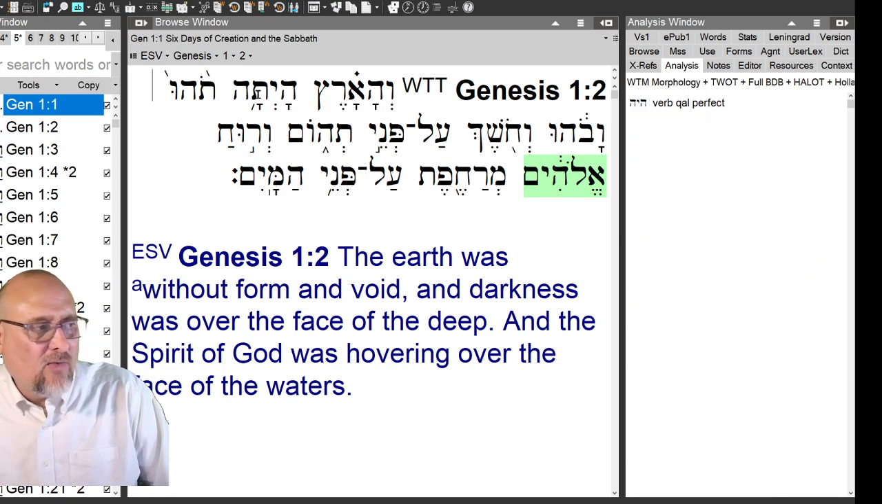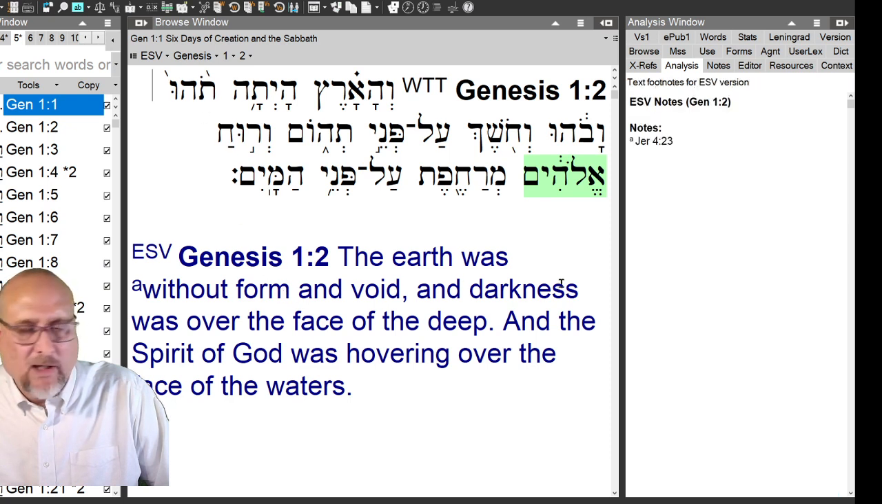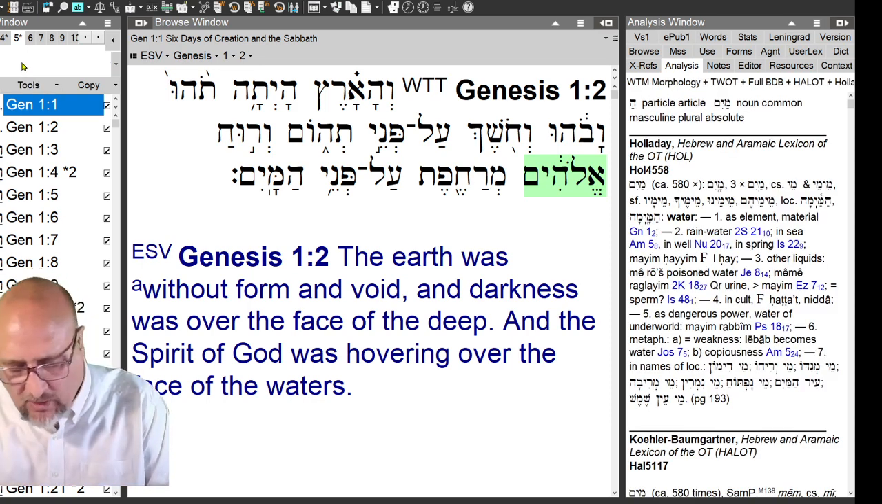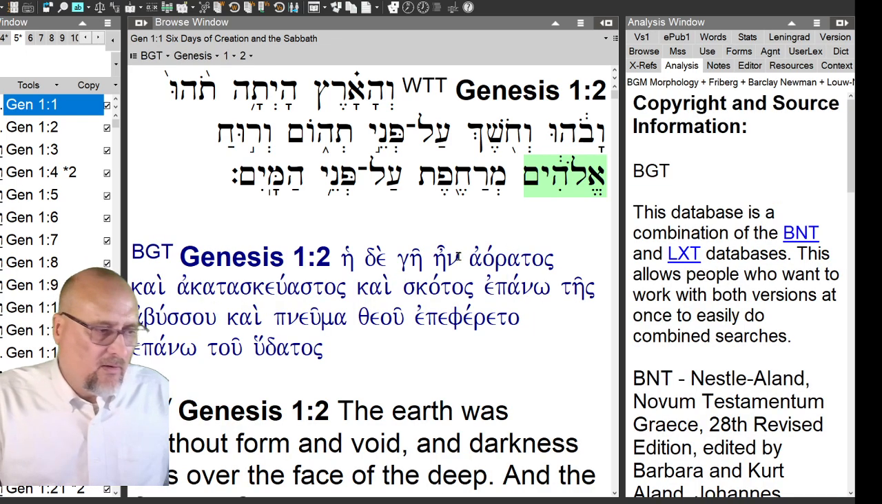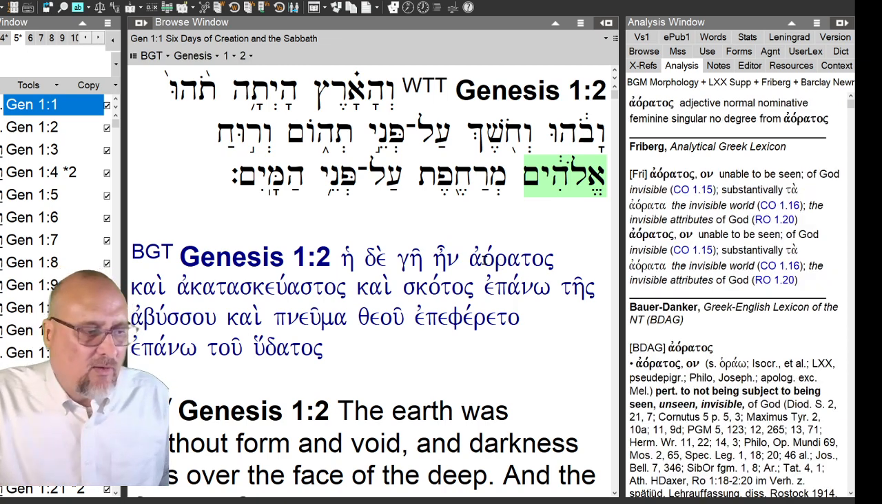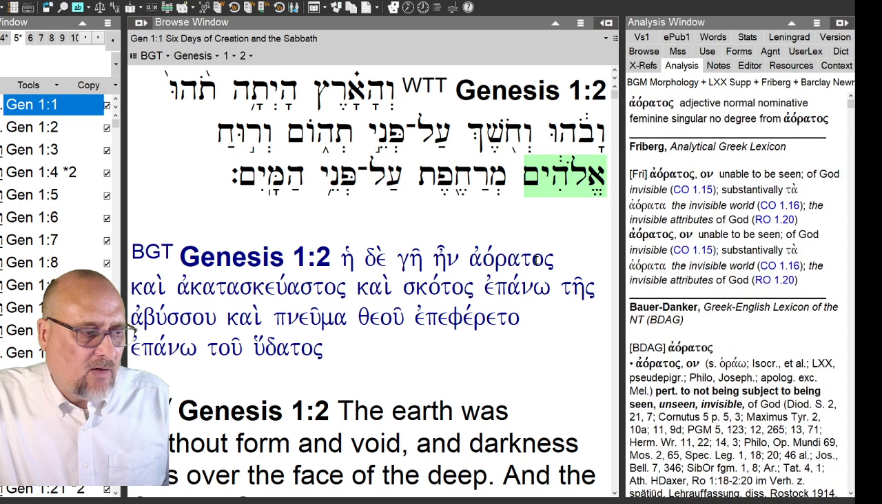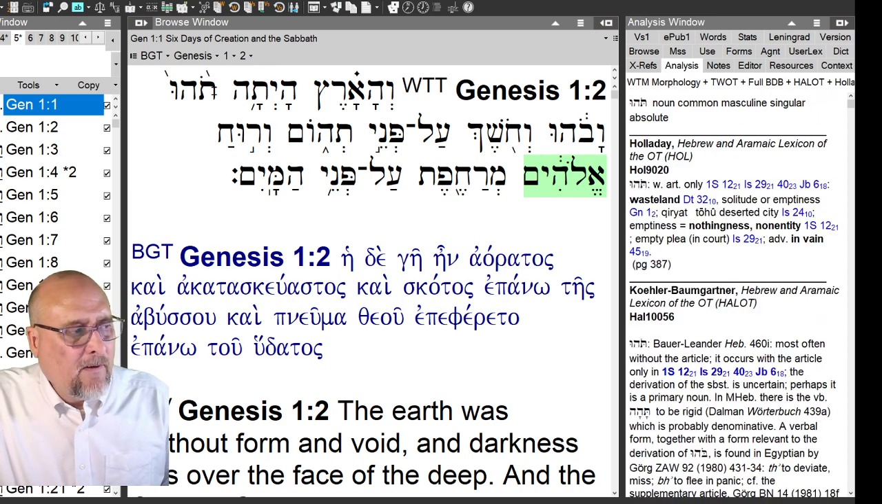So it says, and the earth was tohu vabohu, without form and void. And if you said, well, what does that mean? Well, the Greek translators thought it was unseen and unprepared. And the earth was unseen and unprepared. I'm not sure what that would mean, but that's how they take it.